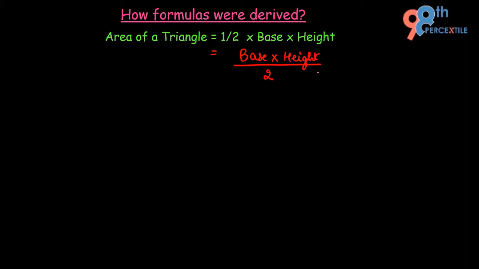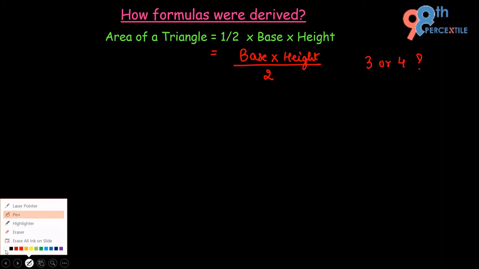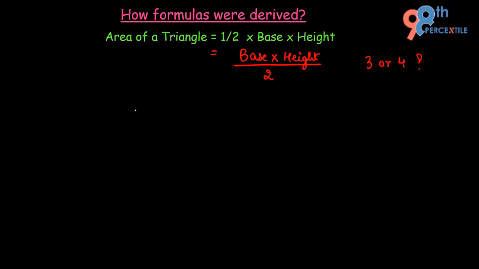Now, I want you to ask this question: have you ever wondered why this product gets divided by 2? I mean, why are we dividing the product of base and height by 2 and not by 3 or by 4 or any other number? Why just by 2? So what I would suggest is that please pause this video for a while and think about it, and then play this video again. So I hope you did that. So I'm going to start with the proof now.